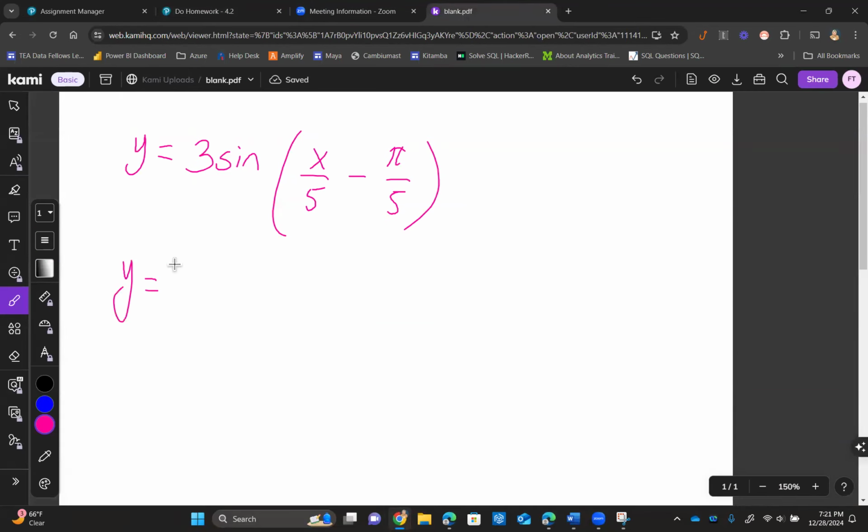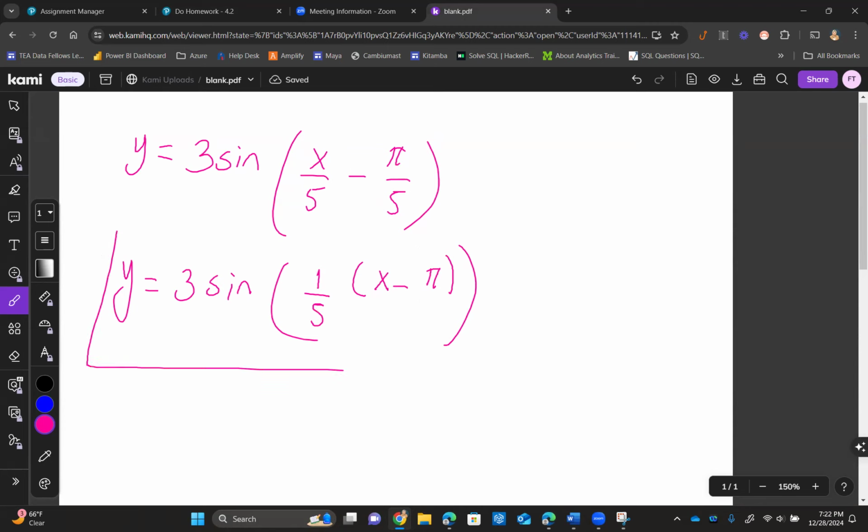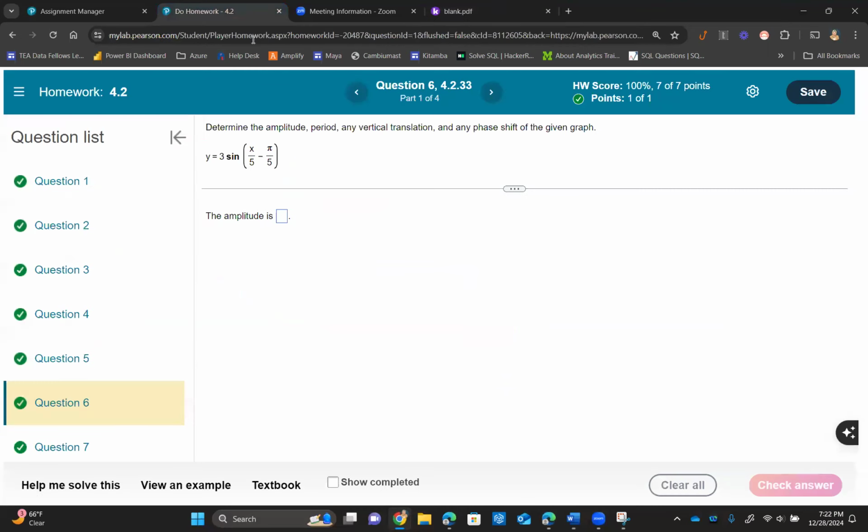So y is equal to 3 sine. So the common factor is here 1 over 5. So I'm going to factor the 1 over 5 so I can leave the x alone. And then when I take the 1 over 5 out from the pi, I will just get a pi. Let's just do the verification. 1 over 5 times x is x over 5. 1 over 5 times pi is pi over 5. So this is what we're going to consider while we are answering the questions about this.